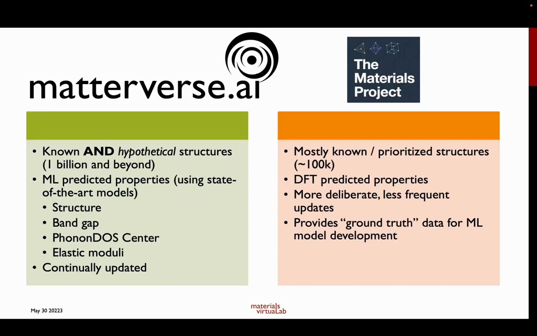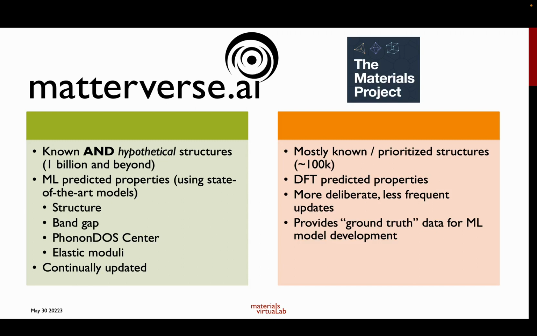Now, we are also building a completely new database that is purely based on machine learning predictions, called Matterverse.ai. We intend for this to be a complement to the Materials Project. So the Materials Project will always be focused mostly on known structures, as well as DFT-predicted properties. So this is basically still the gold standard in accuracy. But what we hope to achieve with Matterverse.ai is to greatly expand the space of structures that we as a community can explore, right?